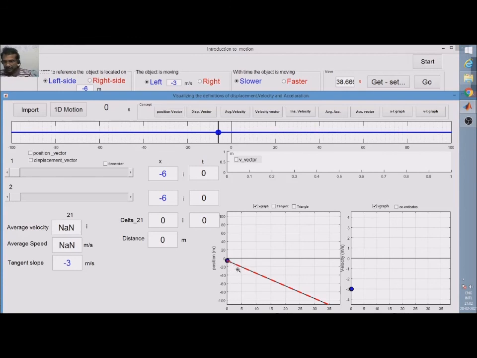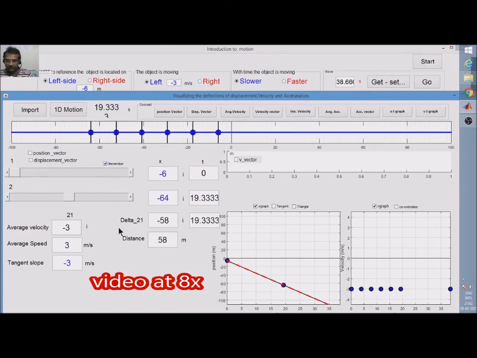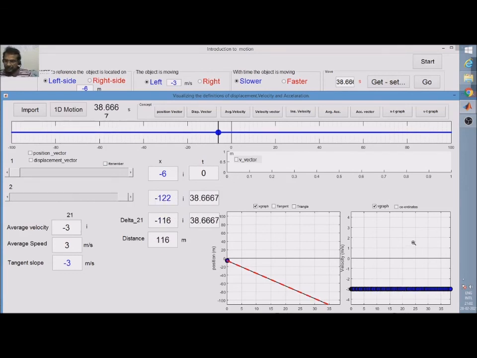That's why the position time graph is in this quadrant, and at the end of the simulation also the value is the same, that is -3 meters per second. Hence the value doesn't change. For the object moving towards the left, it is a line parallel to the time axis but in the bottom coordinate.